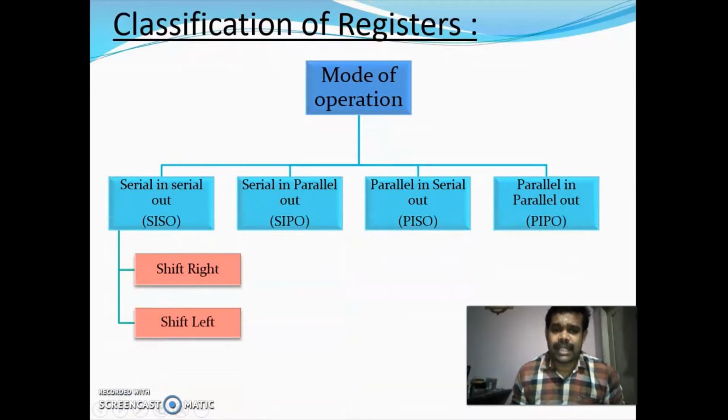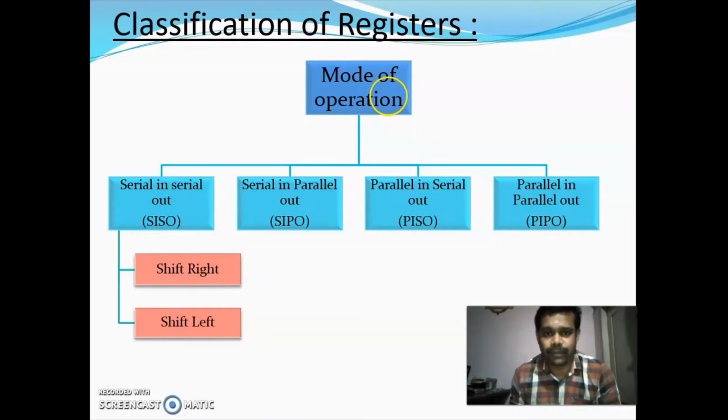Now, classification of shift register. Shift register is classified into mainly 4 types, that is serial in, serial out, then serial in, parallel out, then parallel in, serial out, then parallel in, parallel out. In serial out, there are 2 types, shift right and shift left. Okay, these are the modes of operation of shift register. What is shift register? Shift register is a register. It will shift the binary data right or left depending upon the clock pulse.